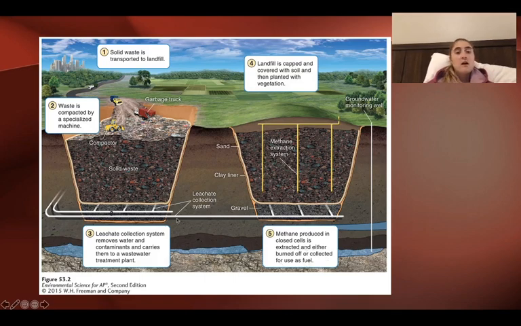There it is. So this is sort of what it would look like, but you'll also notice that the cell has been closed off with soil and clay, and they're allowing for short grasses to grow on top of it. So this land is being reclaimed.